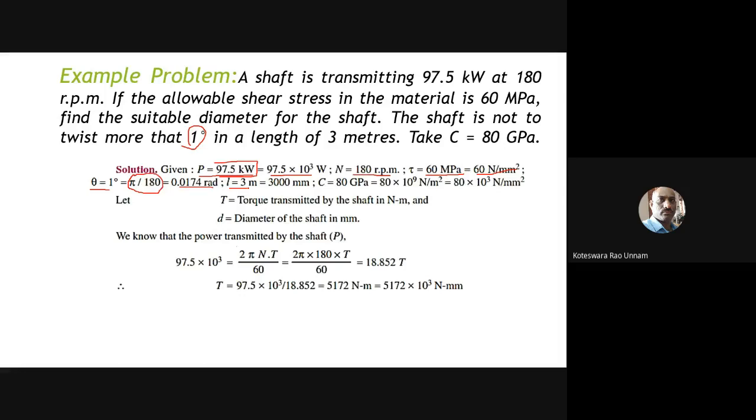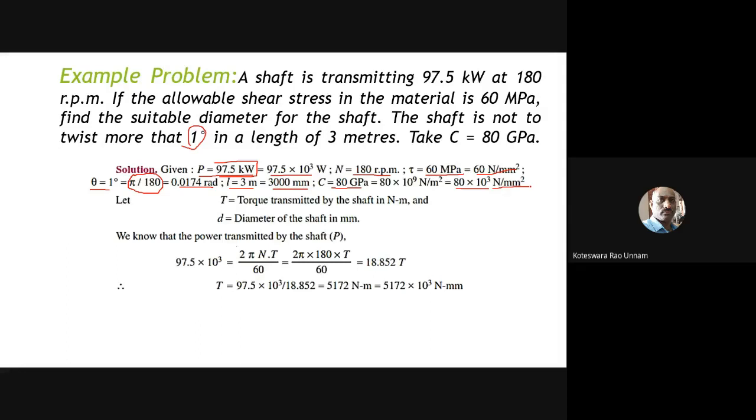Of course, length is given as 3 meters, so that is also converted into mm. And similarly, the shear modulus is 80 GPa. If we convert that one into MPa, it is 80 into 10 cube MPa. 1 MPa is nothing but 1 Newton per mm square. Like that, he has written all the solutions.